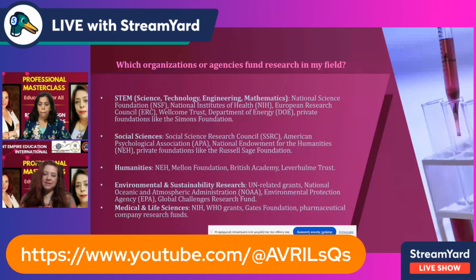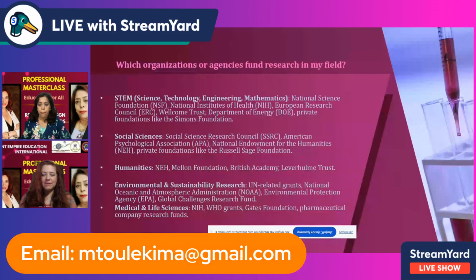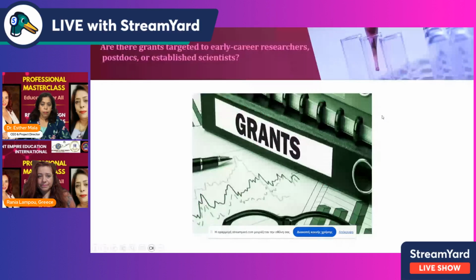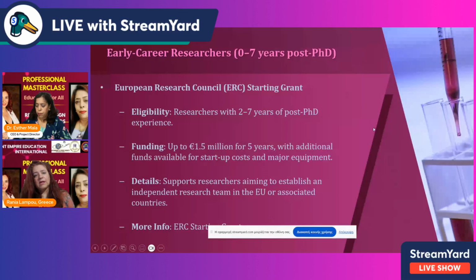And of course, in medical life science, we have the Gates Foundation, and many pharmaceutical companies which actually offer a lot of grants. So the first step is this, and the second step is to see if these grants are addressed to early career researchers, to postdocs, or established scientists. Early career researchers is usually for the first 7 years.